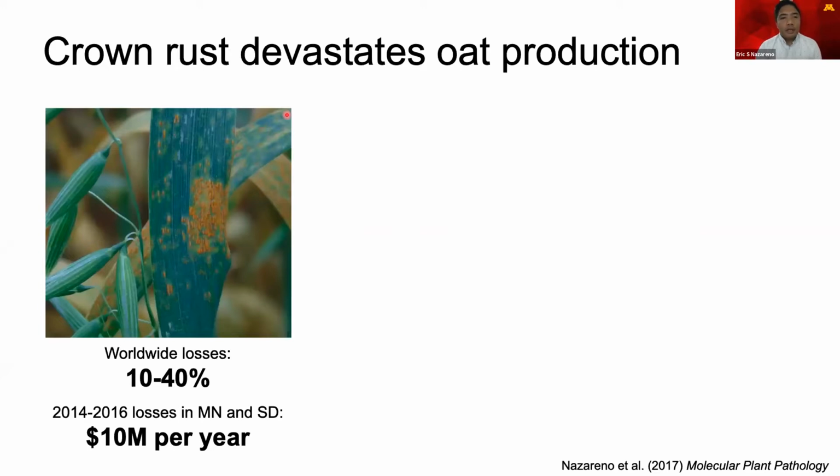Probably the ugliest or the worst aspect of this disease is that it causes 10 to 40% yield losses worldwide. Just in Minnesota and South Dakota alone, we suffered an estimated $10 million per year in losses. So this is a very devastating disease.